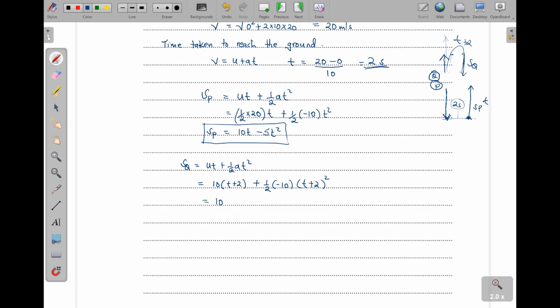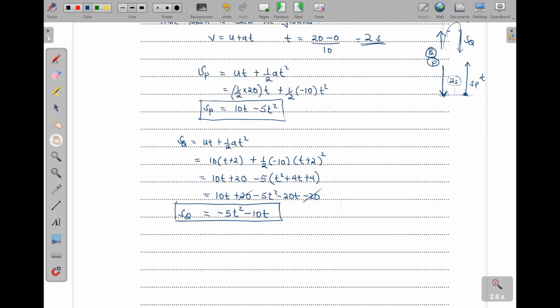Then we can simplify this. This will be 10t plus 20, then minus 5 times inside here t squared plus 4t, then plus 4. So when we open, this will be 10t plus 20 minus 5t squared minus 20t minus 20. All simplified, something cancels here, this 20 and this one. So we get minus 5t squared. Then 10t minus 20t, we get minus 10t. That is our SQ.